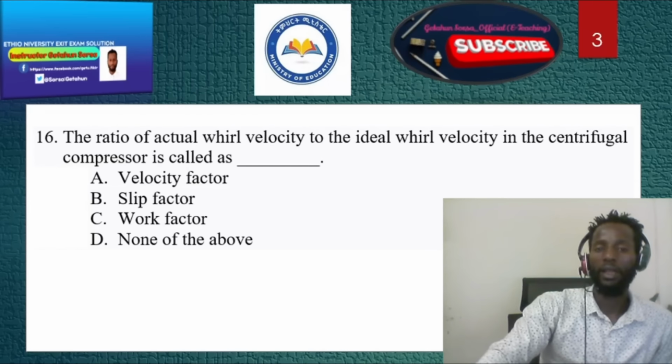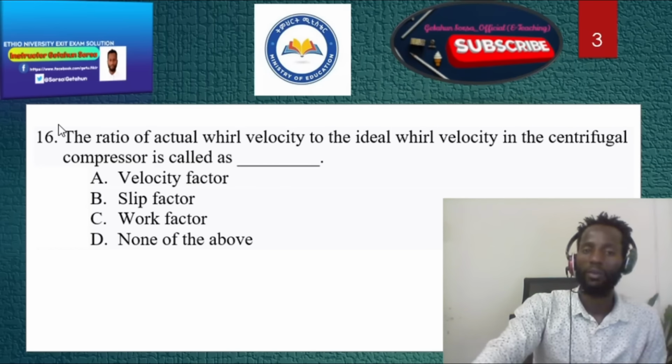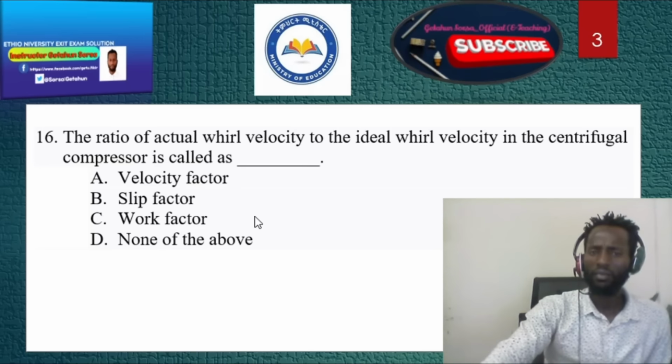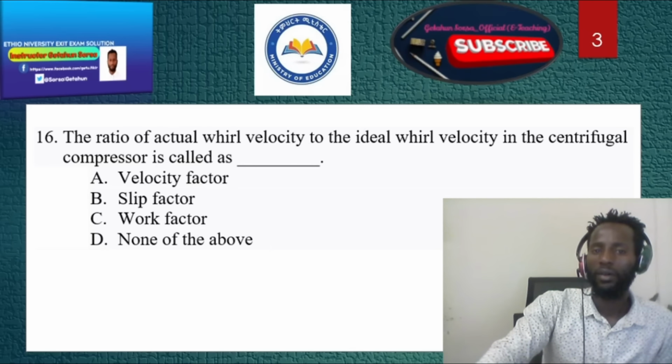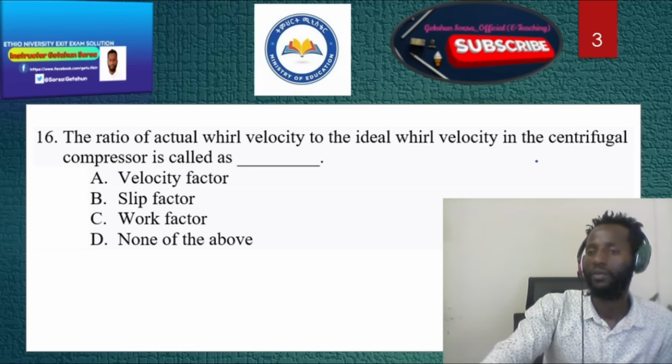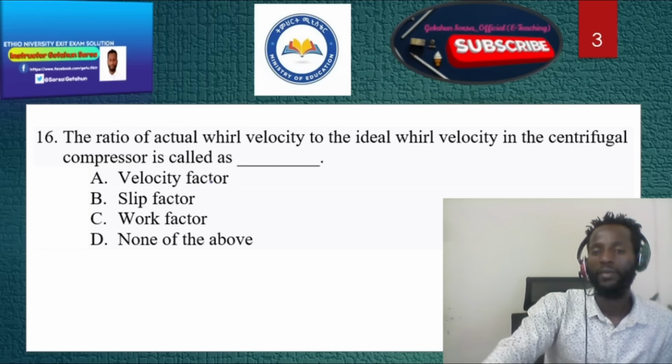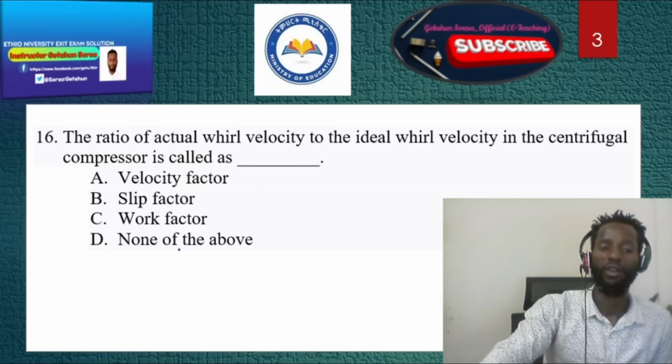Okay, let's go to the next question, question number 16. The ratio of actual wheel velocity to the ideal wheel velocity in the centrifugal compressor is called A. velocity factor, B. slip factor, C. work factor, D. none of the above.